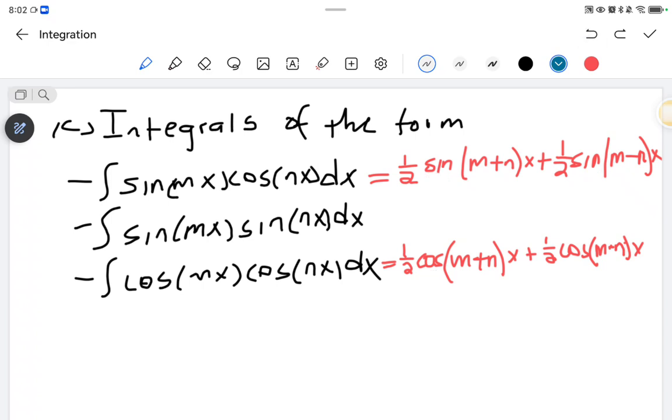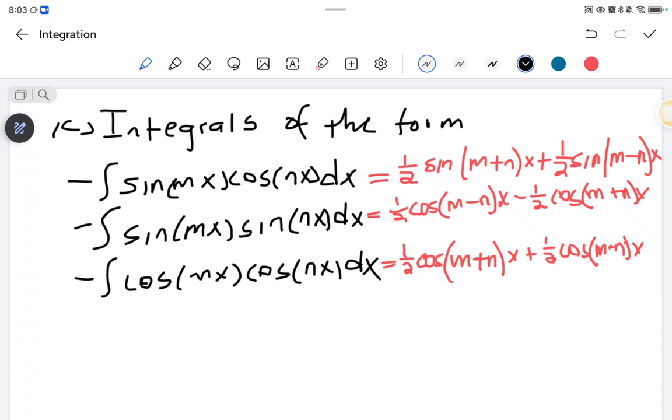And then the moment we're working with sine, I start with this and then I subtract this. So the moment I'm working with cos, I say 1 over 2 cos of (m minus n)x, and I subtract 1 over 2 cos of (m plus n)x. So I think now we can just apply this in some questions.